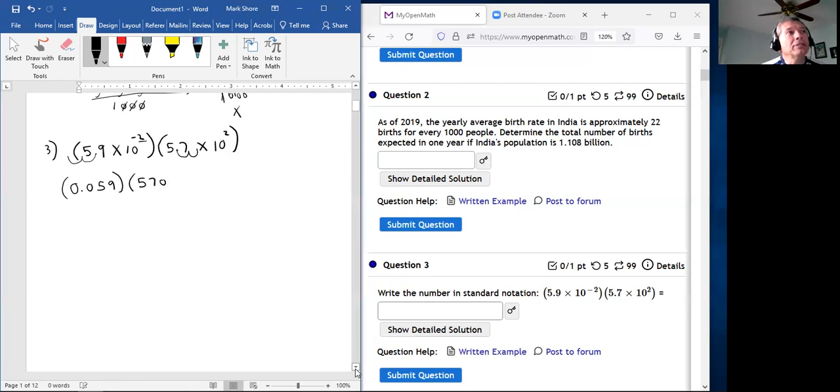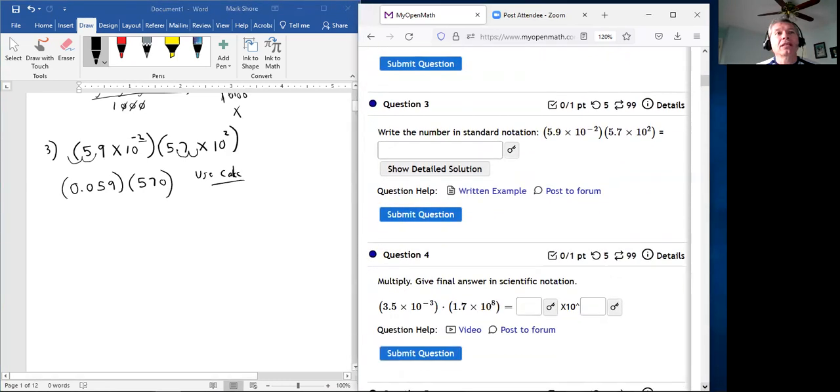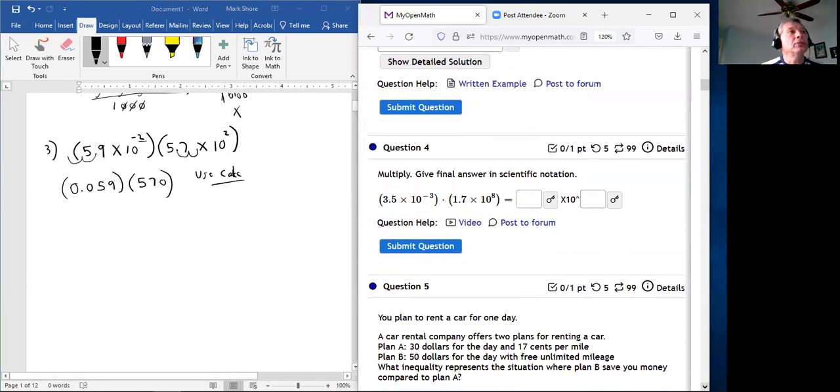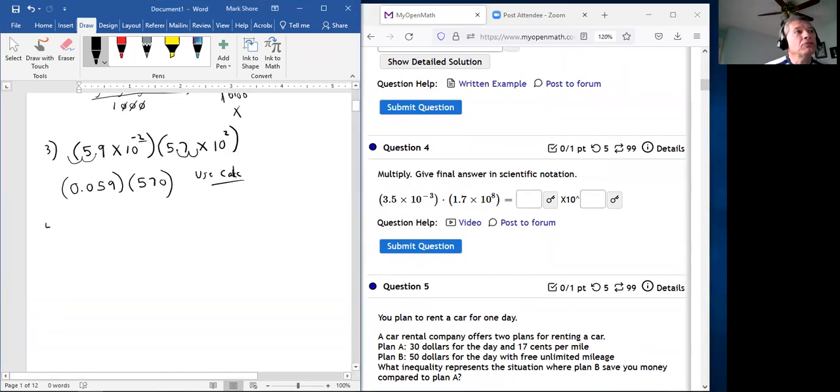And at this point, just use a calculator because you're just multiplying 2 numbers together. So just use a calculator. So that's scientific notation, what it means. It comes up a lot in science courses. Here's one more. 4 is the same type of thing. I'll do it for practice.